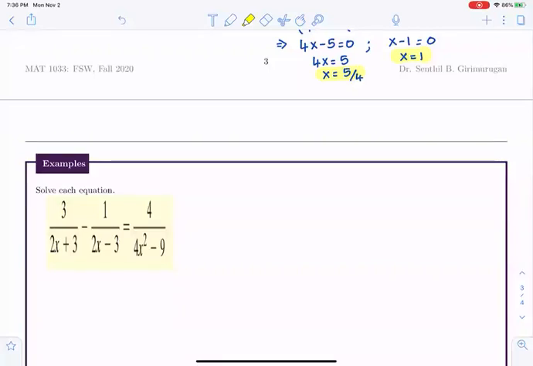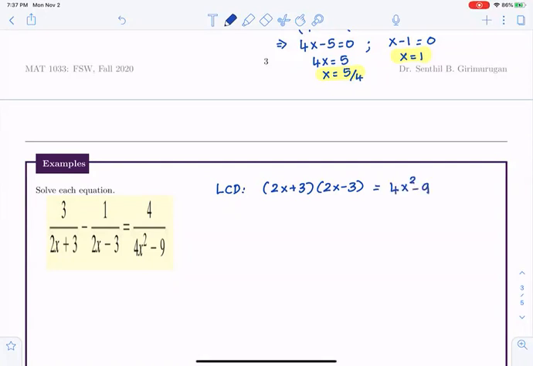We did special products for a reason. The moment you look at this problem, just by looking at the denominators, you should realize, oh, there is a special product here. So I need to first combine the two rational expressions on the left-hand side so that I have one rational expression. So the LCD of 2x plus 3 and 2x minus 3 is simply 2x plus 3 times 2x minus 3. But you've got to recognize that that is a special product, and that is simply 4x squared minus 9.